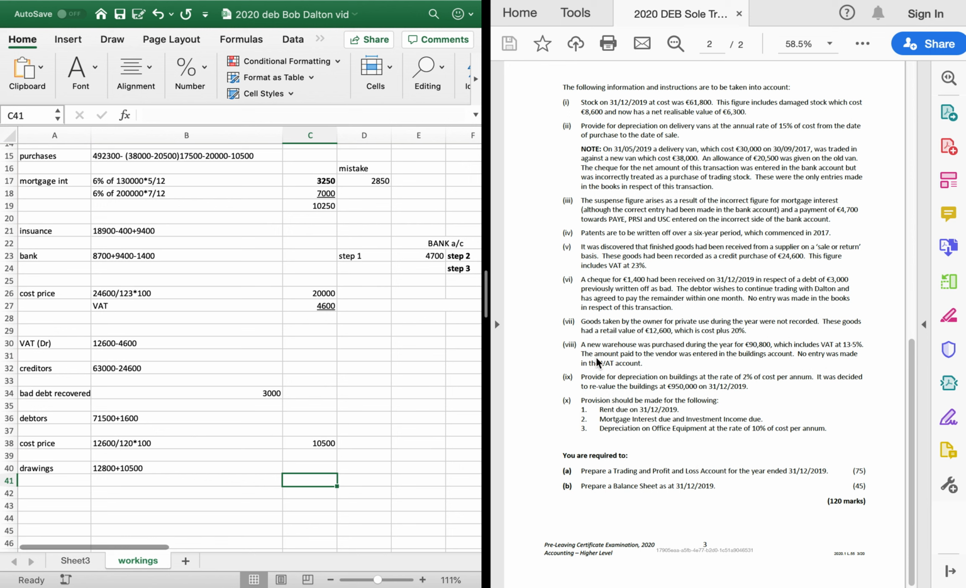A new warehouse was purchased during the year for 90,800, which includes VAT of 13.5%. The amount paid to the vendor was entered in the buildings account. No entry was made in the VAT account.